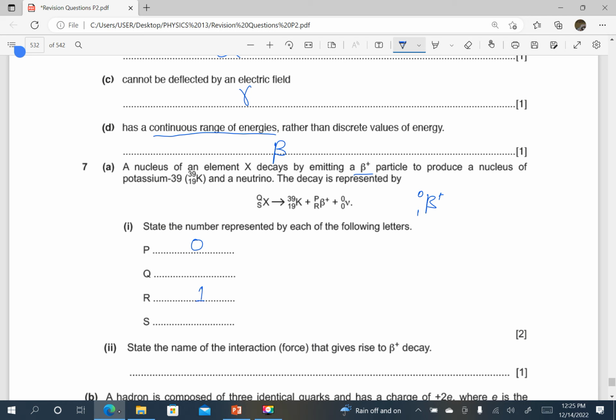Then, so we have finished that. Now we balance on the left. On the left we have Q. Q should be equal to 39 plus P, which is 0, plus 0. So Q is going to be 39. Then we have S. S is equal to 19 plus R, which is 1, plus 0. S is going to be 20. So that is as simple as that.